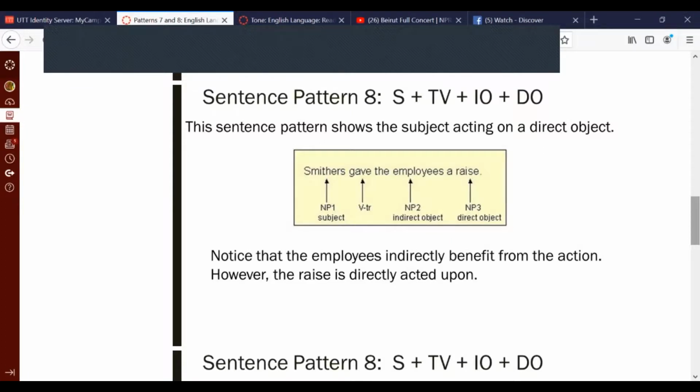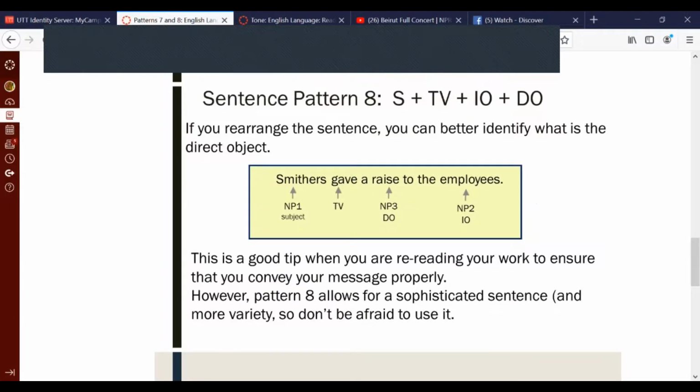So in pattern 8, we have an indirect object and a direct object. As the video says, the direct object is what is being acted upon. The indirect object benefits from whatever is being acted upon, if you want to put it that way. Right, so we could rearrange it and it still makes sense. Smithers gave a raise to the employees, right? And here we see that raise is directly acted upon by gave. Notice too that we need both the direct and indirect object for this to make complete sense.